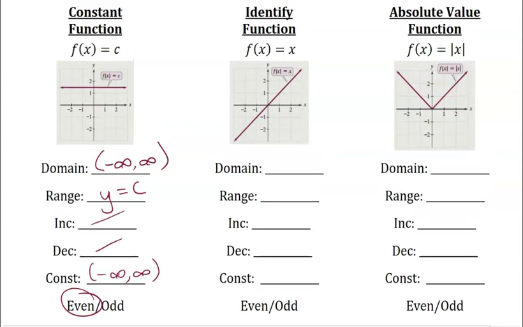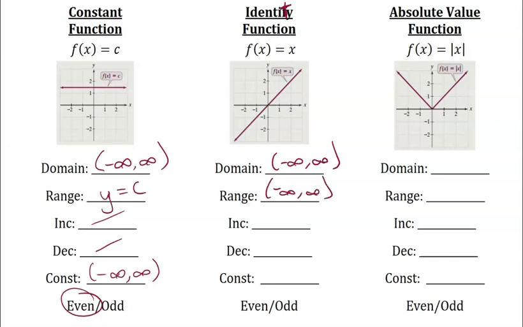Okay, for the identity, that's a typo. That should be the identity function, f of x equals x, or y equals x. This is a line with a slope of 1 and a y-intercept of 0, meaning it passes through the origin. The domain and range are all real numbers.